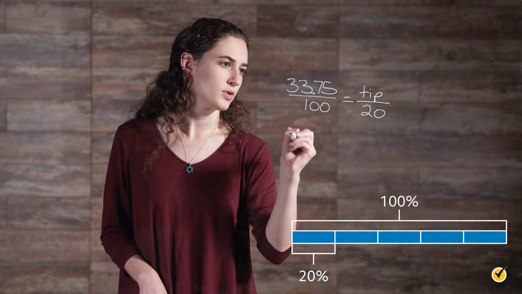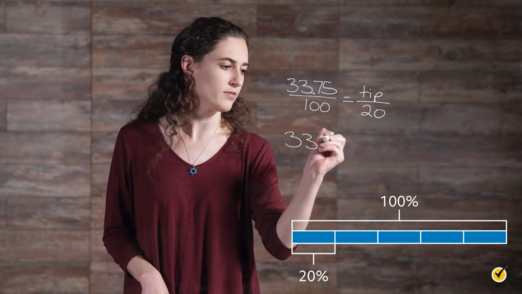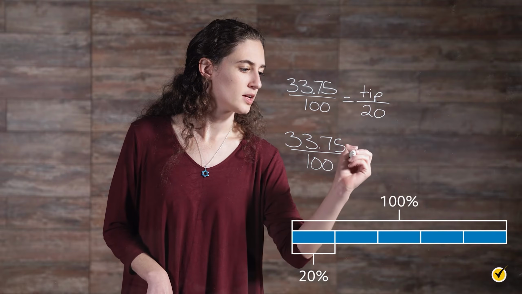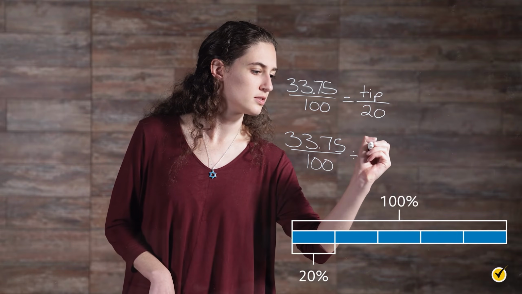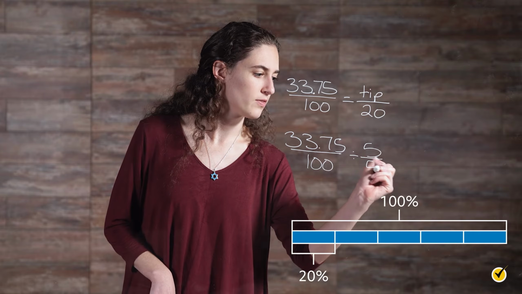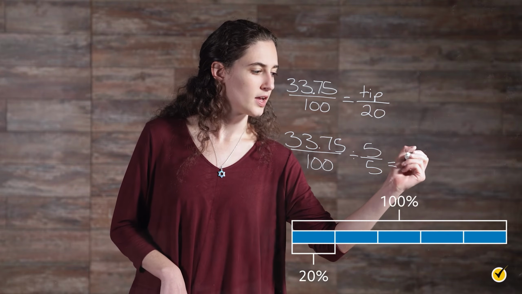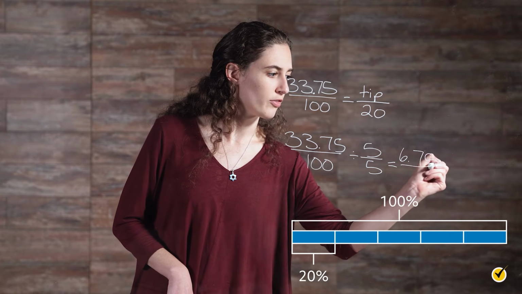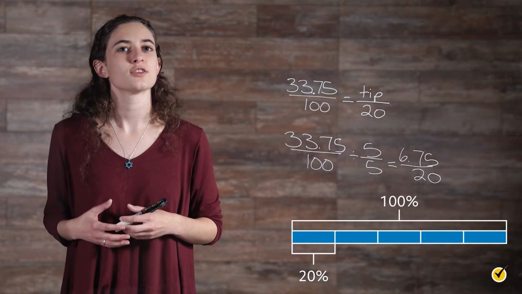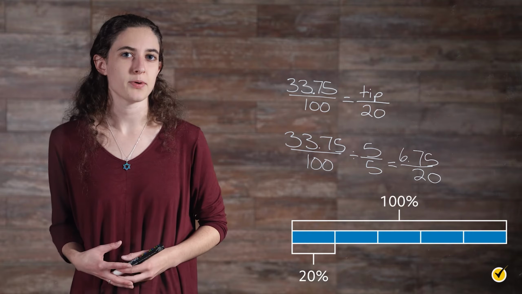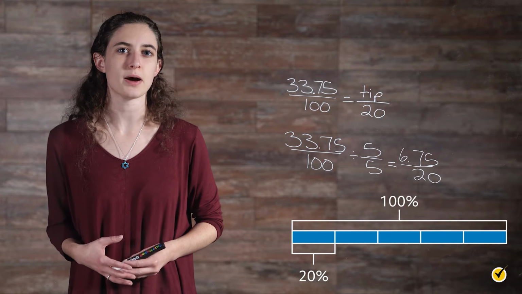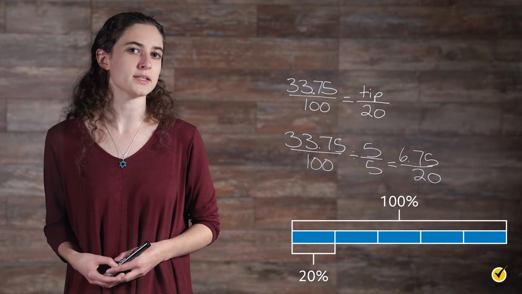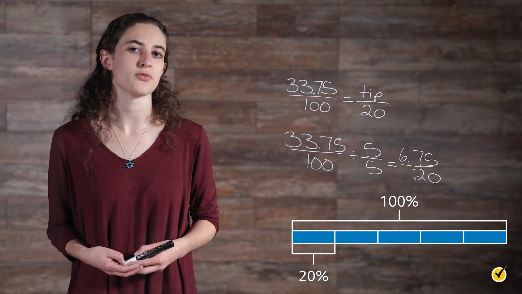So if you look, we can do 33.75 over 100 divided by 5 over 5, and that gives you 6.75 over 20. Since the total amount is proportional to the tip amount, we can simply divide the total amount by 5 to arrive at the tip amount. Division by 5 also makes sense because 20 is 1/5 of 100.